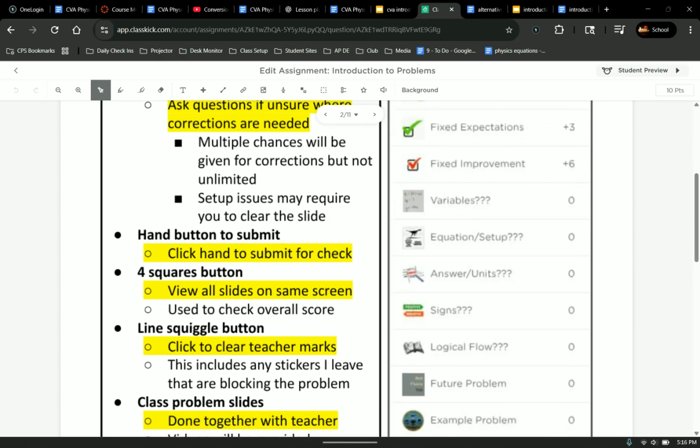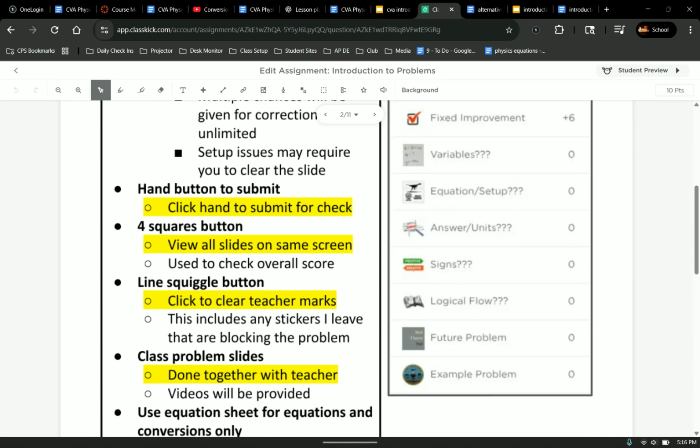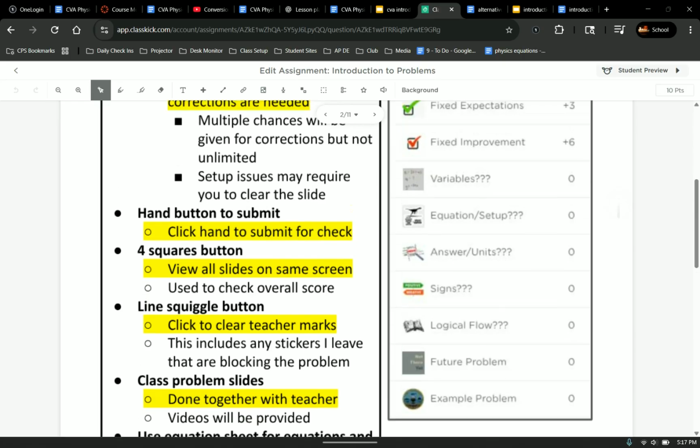Logical flow means I couldn't follow what you were doing. I'm going to show you how to logically do these so that it's real easy to tell that you know the problem. Sometimes you guys work ahead and I'll just sticker it future problem. That just means you have to resubmit it later. Example problem: there are teacher slides where I'll do the problem and have it worked out. Sometimes you try to do it on that slide and submit it, and I'll just put, hey, that's an example problem.